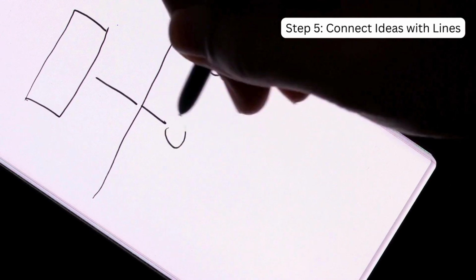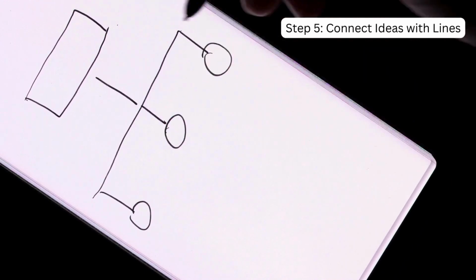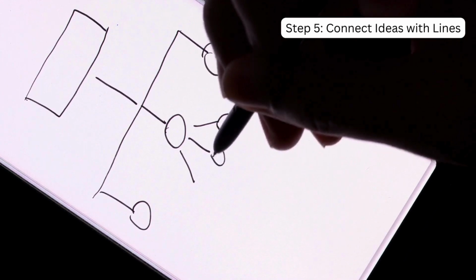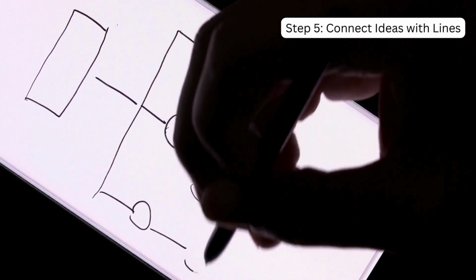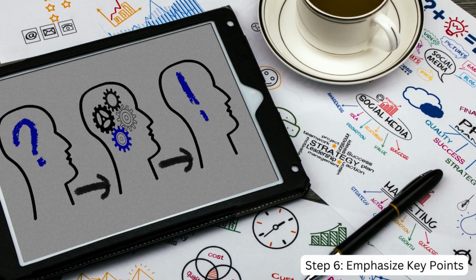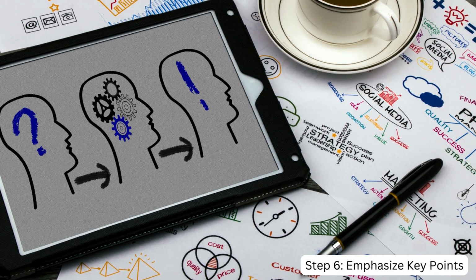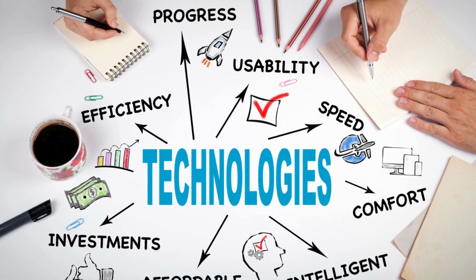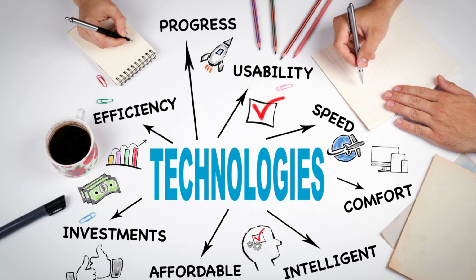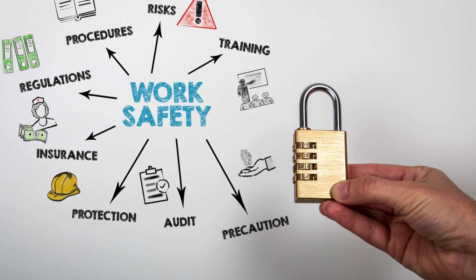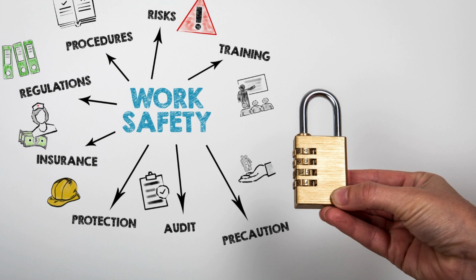Step 5. Connect ideas with lines. Draw lines or connectors between related ideas to show relationships. This helps to visualize connections and dependencies between different elements. Step 6. Emphasize key points. Use colors, bold fonts, or different shapes to emphasize key points or highlight important information. This makes the mind map more visually appealing and aids in information retention.